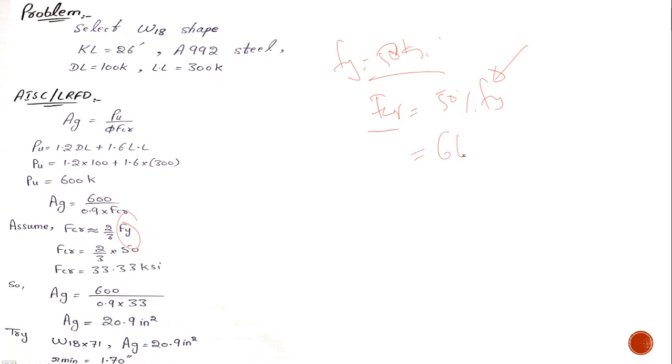The best thing is to assume it to be 66.56% of Fy, or 70% of Fy is even good. It means your column fails somewhere here, not at 50 ksi. It fails at the value of 35 ksi. So this is the only point which is very noticeable and very important.